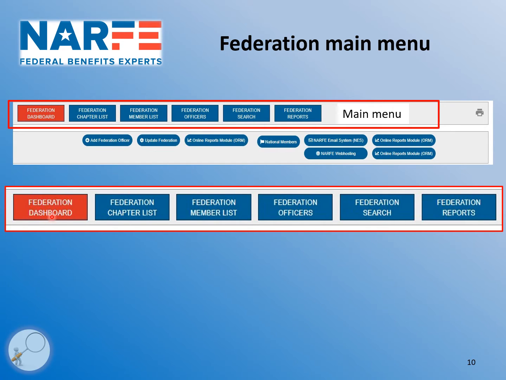The Federation dashboard button will always bring you back to this main Federation dashboard page. You also have a button for the Federation chapter list. This is the second way that you can access the chapter dashboards in your Federation. The Federation member list, the Federation officers list, Federation search, which is extremely useful, and all of the Federation reports.